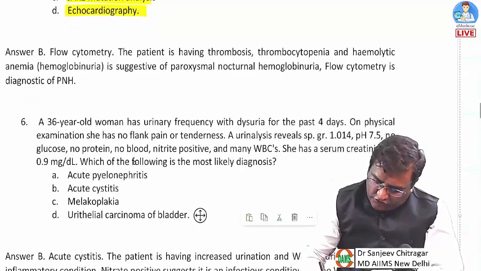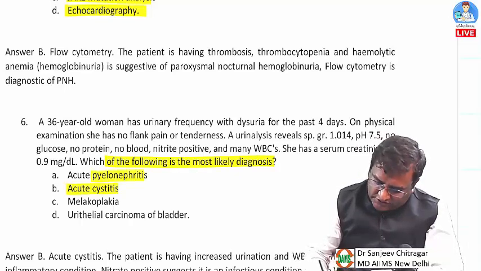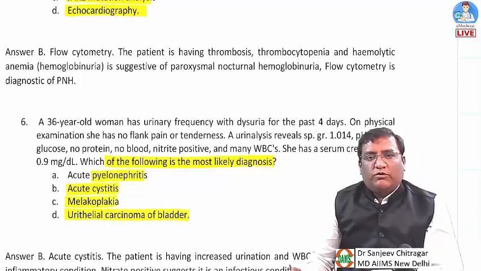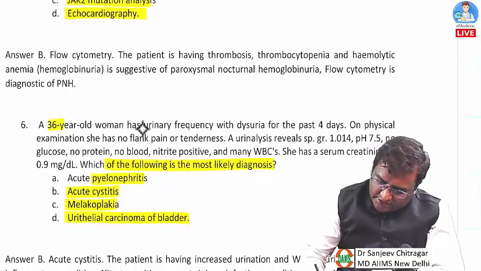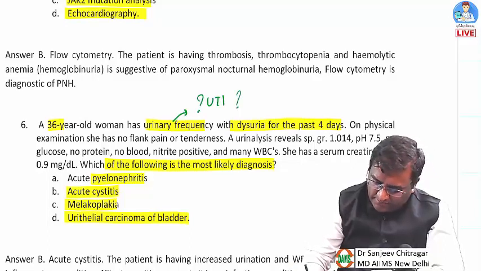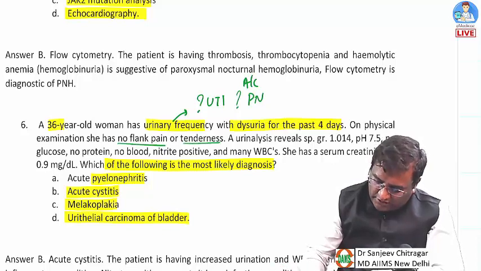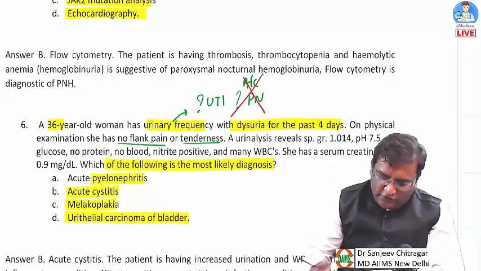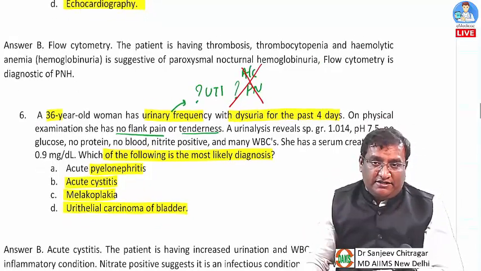Okay, last line. Which of the following is the most likely diagnosis is the question. Options given are acute pyelonephritis, acute cystitis, malakoplakia, urothelial carcinoma of bladder. So 4 options. Let me read the question. A 36-year-old woman has urinary frequency with dysuria for the past 4 days. Increased urinary frequency, query UTI, query acute pyelonephritis with the history, right? And on physical examination, she has no flank pain or tenderness. This most likely rules out pyelonephritis, because in pyelonephritis the inflammation would go to the kidney. There will usually be renal angle tenderness.